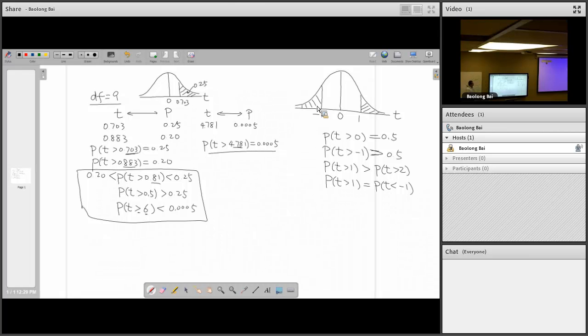Great. So with this in mind, now we're going to talk about how we find p-values for various different scenarios in the t-test.